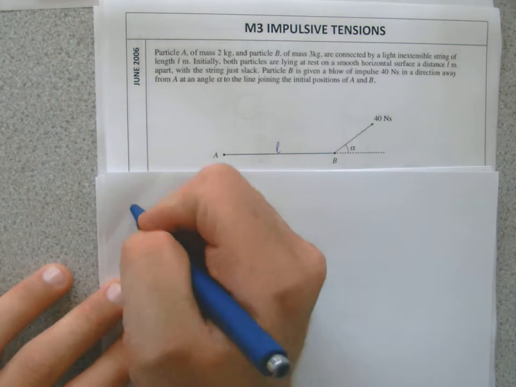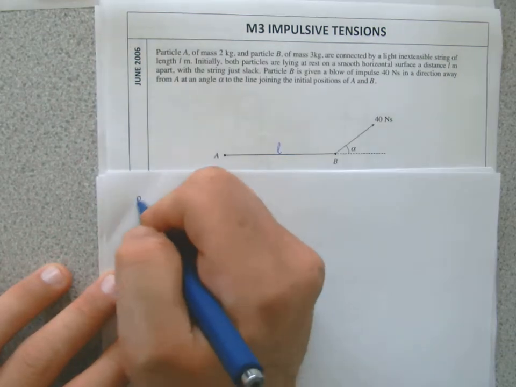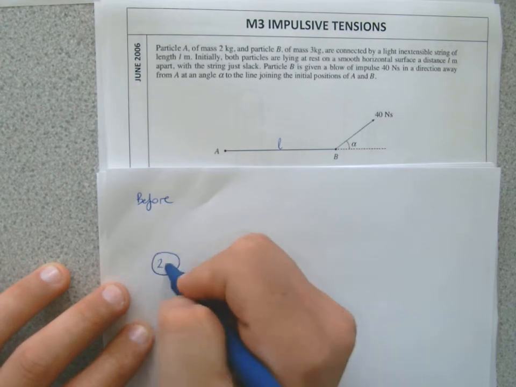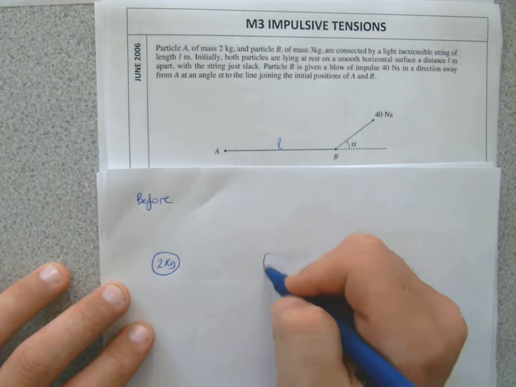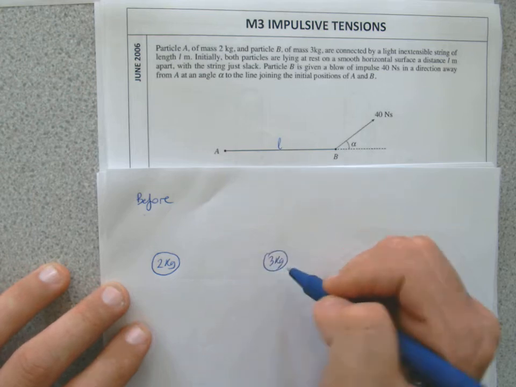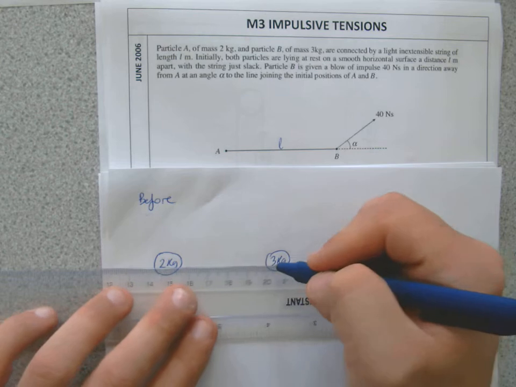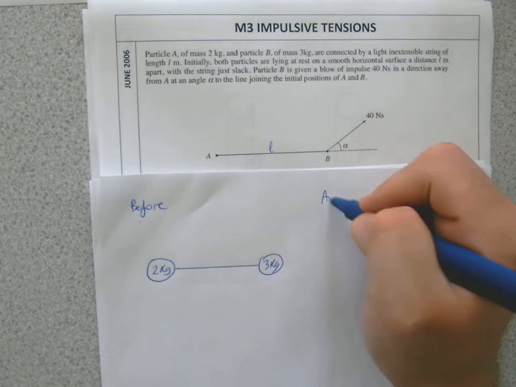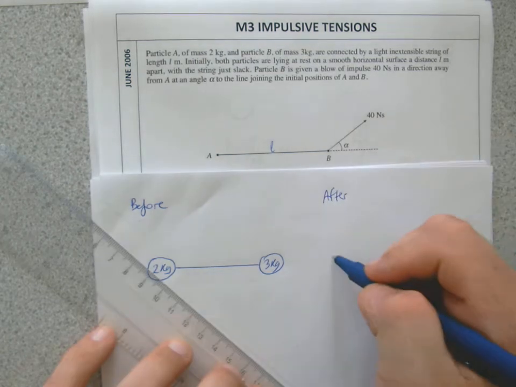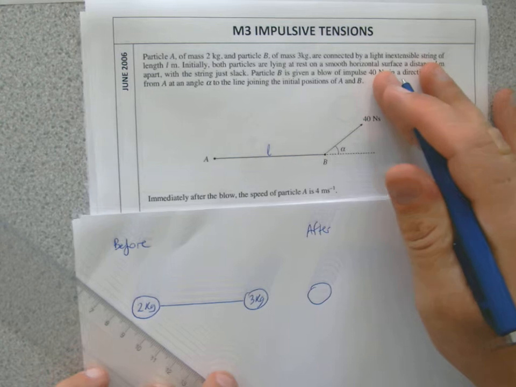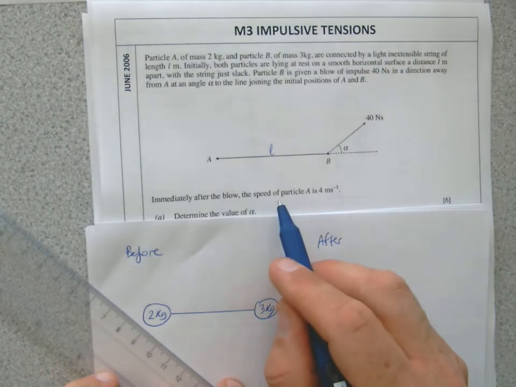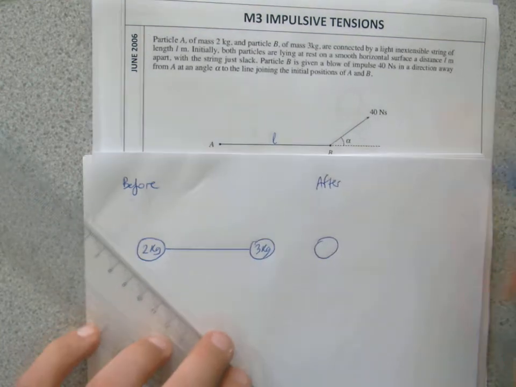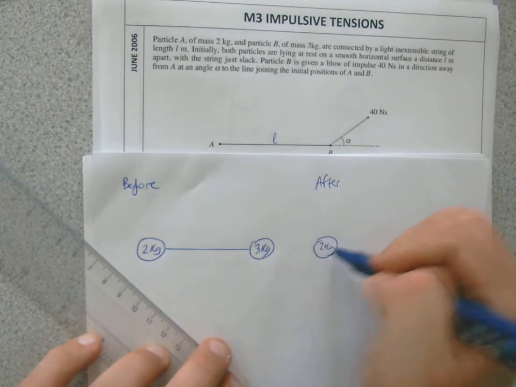So we get a diagram to start with. Look at the before situation and the after. Before, you've got particle A, 2 kilograms, and particle B of 3 kilograms, and nothing's happening, they're both stationary. The after situation, well, they start to move, don't they? It says immediately after the blow, the speed of particle A is 4 meters per second. So A, of mass 2 kilograms, is moving at 4.